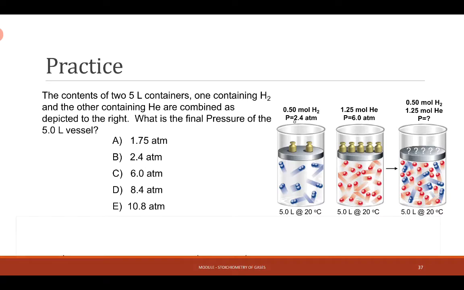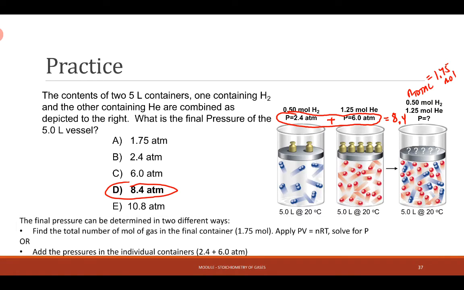Okay, so to get the total pressure, we're really just going to be adding these two pressure amounts together. That's way faster than applying PV equals nRT, which we could do. We could find n total and work out 1.75 moles and plug that into PV equals nRT because we're given volume, we're given temperature, so we totally could work that out. Or we could just add those together. And so that's going to equal 8.4 atmospheres. So there was this other way of solving it because you were given enough information to solve it using that method.